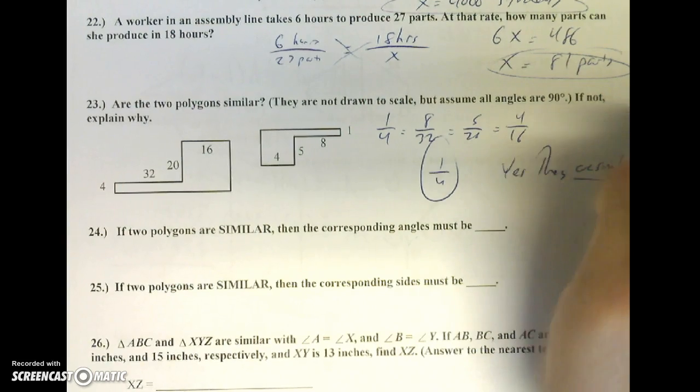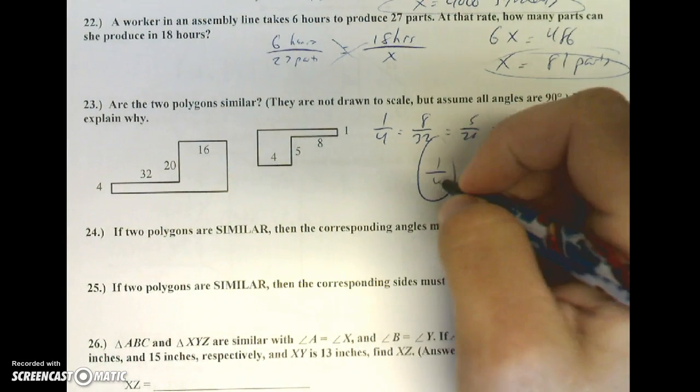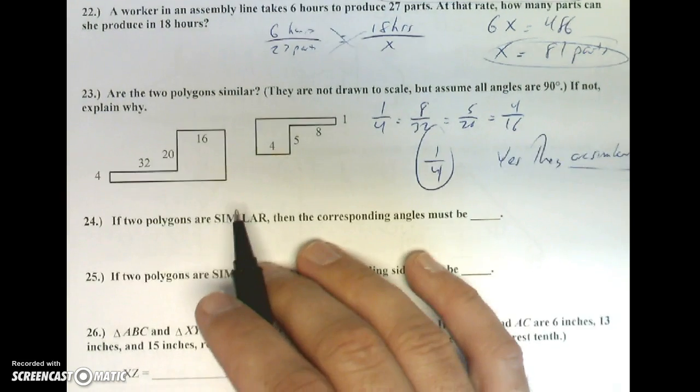Okay. Again, the ratio has to be there. It's a 4, by the way. Sorry, it's terrible. All right, 24 and 25.